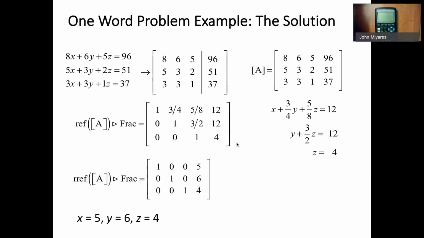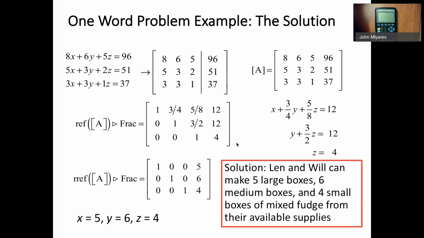Once we get this solution algebraically, we will need to go back and answer the question in the context of the word problem. Essentially, we need to make sure we're answering the question that we were asked. X stood for the number of large boxes we were going to make. Y stood for the number of medium boxes. Z stood for the number of small boxes. Knowing this, we can answer this question by saying Len and Will can make 5 large boxes, 6 medium boxes, and 4 small boxes of mixed fudge from their available supplies.